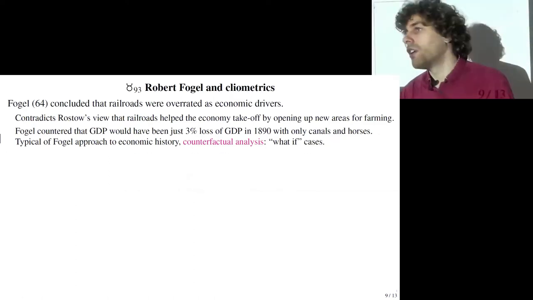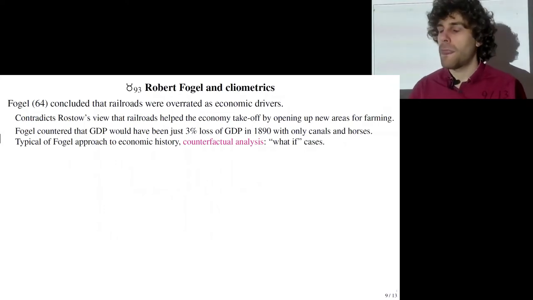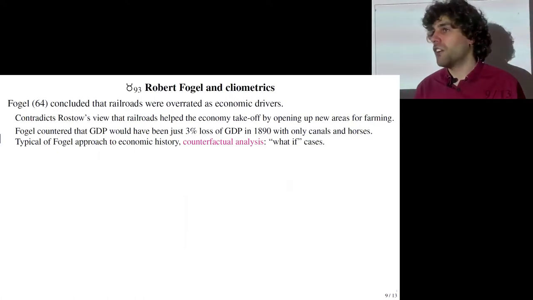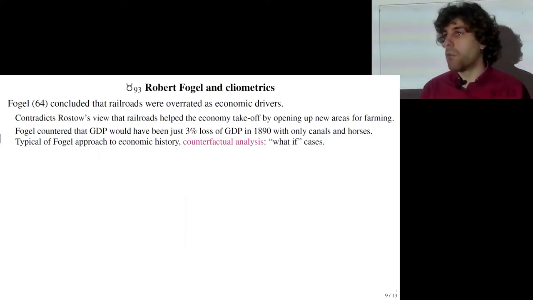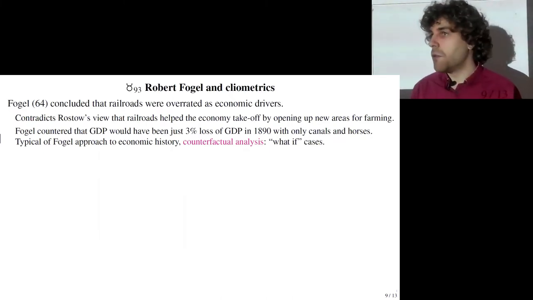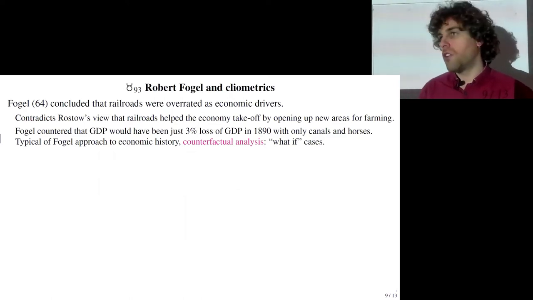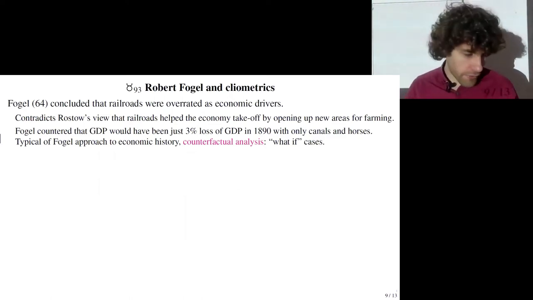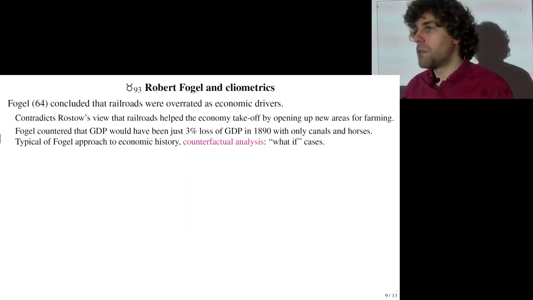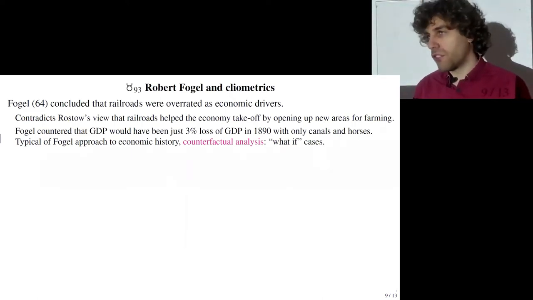So he compares the cost of transportation of the different methods, and he finds that actually transport by horses or canals is not that much more expensive than through rails. And he finds that, okay, maybe the patterns of development would have been different. Maybe the Midwest wouldn't have developed so fast, but there would have been a stronger development in the East Coast, and it wouldn't have changed much.